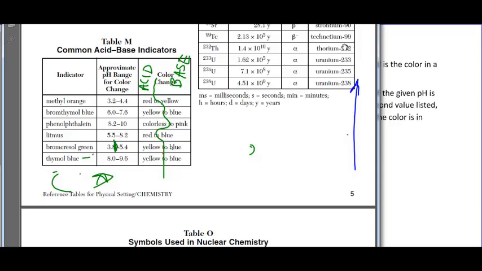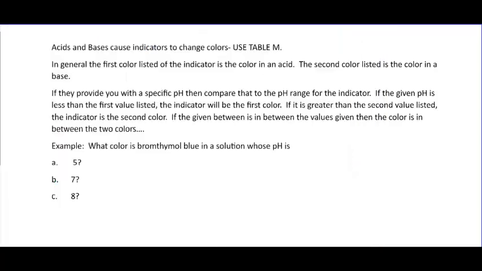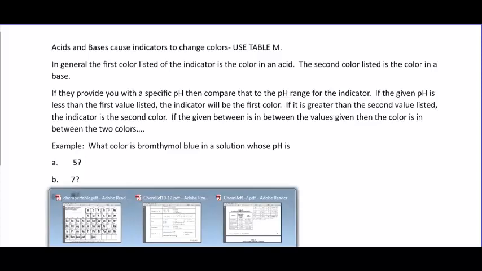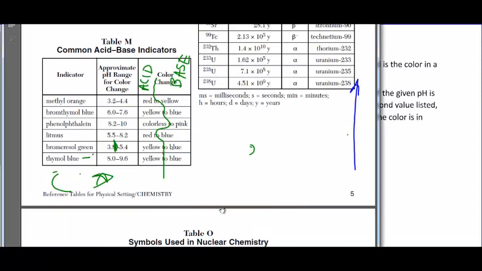Okay? So if you're at the first pH or lower, you're the first color. If you're at the second pH or higher, you're the second color. And if you're in between those values, you're in between those colors. Okay? So I have an example there, I think. It says, what color is bromthymol blue in a solution whose pH is 5? Then 7, then 8. So let's go here. Bromthymol blue, pH is 5, right?